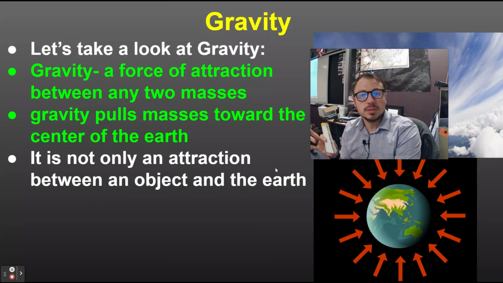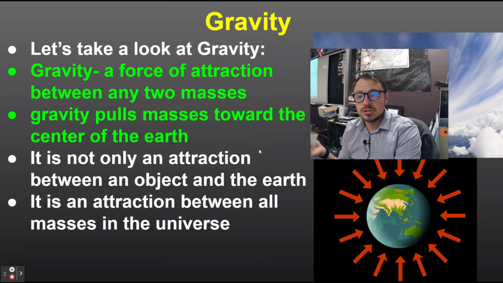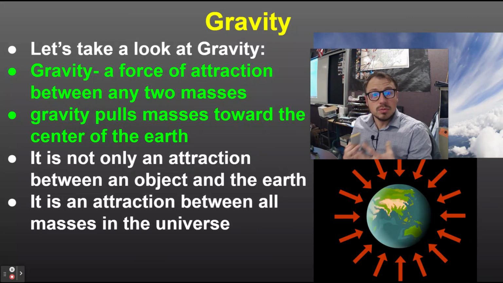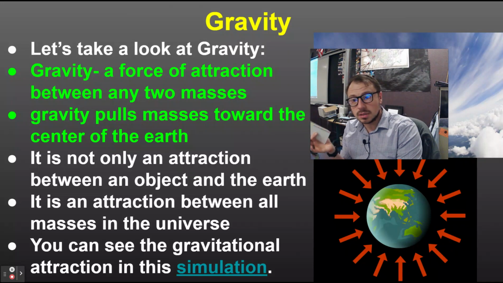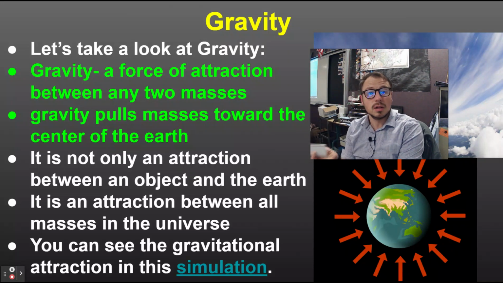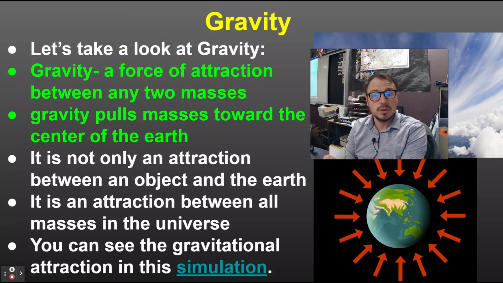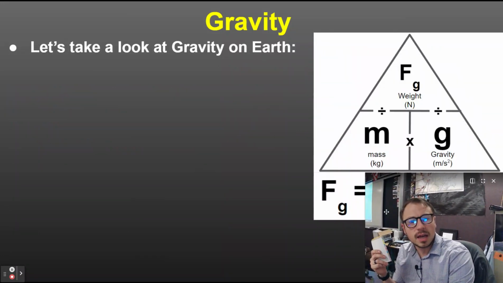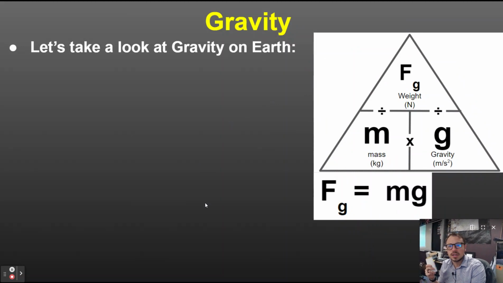Now, it is not only attraction between an object and an Earth, right? It's the attraction between all masses in the universe. So you, me, if you just have mass, you do have a gravitational pull. Now, it would be very small compared to something like the Earth or the moon, but you do because you are made out of mass. So let's take a look at how we calculate these and put all of these together.